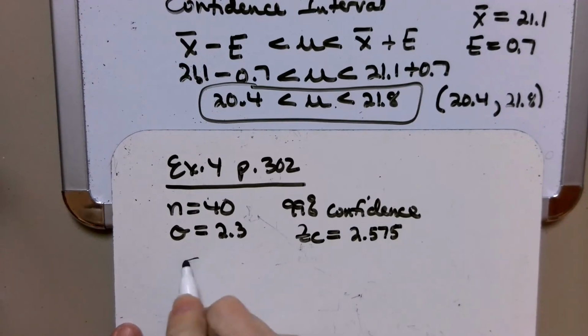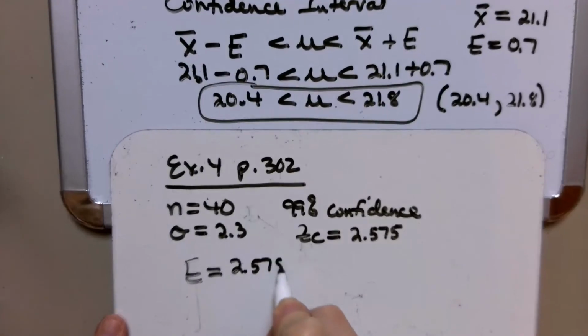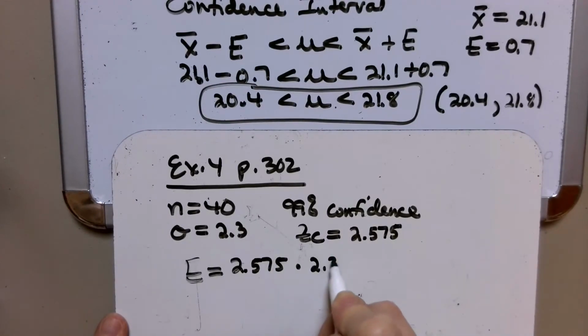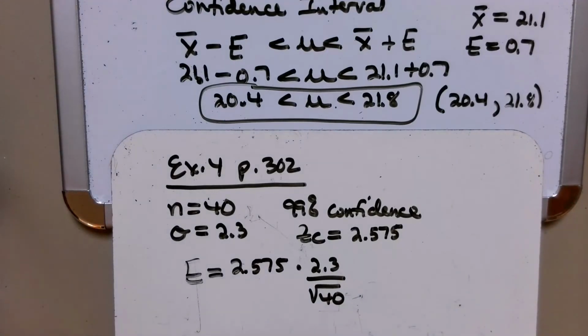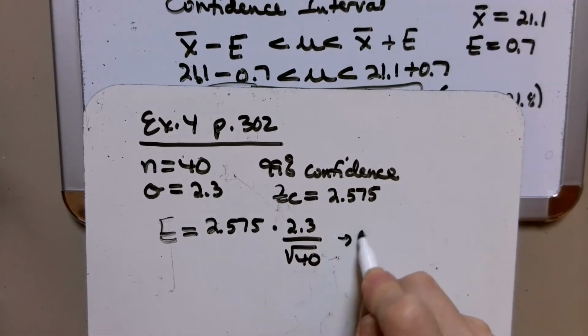So now we're going to calculate a new margin of error using Z sub C, 2.575, times sigma 2.3 over the square root of the sample size, 40. And we're going to put that in our calculator. You can multiply straight across: 2.575 times 2.3 divided by the square root of 40 equals, we've got 0.936.